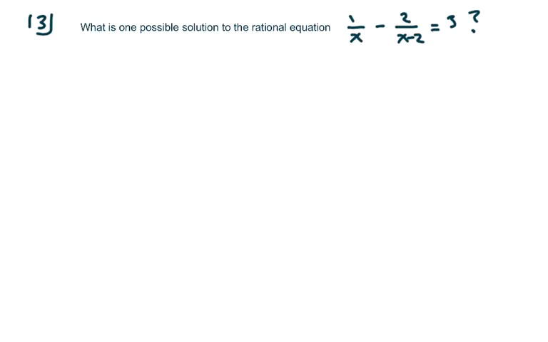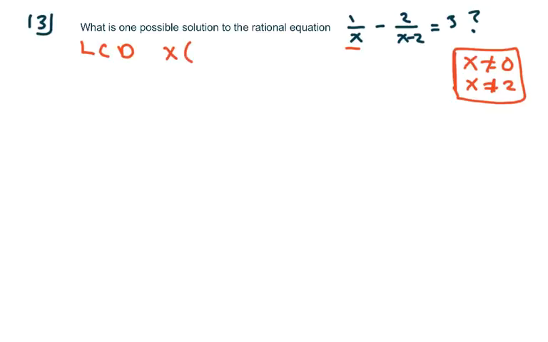Okay, the next one. What is one possible solution to this? So basically, first of all, let's just see what it can't be. X cannot be 0, because you can't divide by 0 for this first term, and X also cannot be 2. Those are your domain restrictions, where it's undefined. My LCD, or least common denominator, is x times x minus 2. So what I'm going to do is multiply my common denominator by each term.